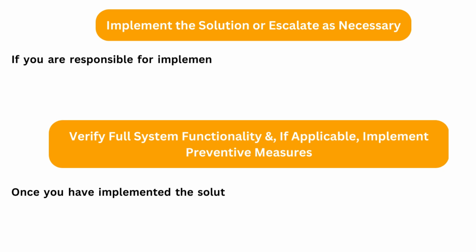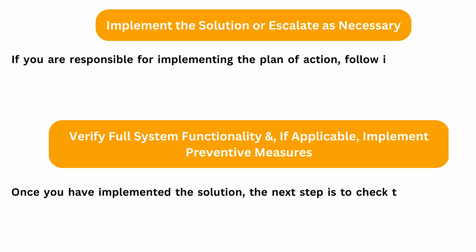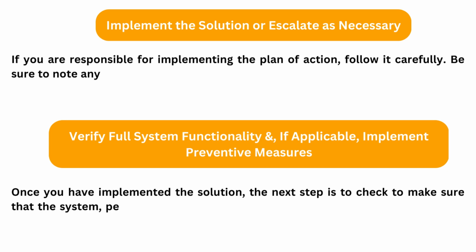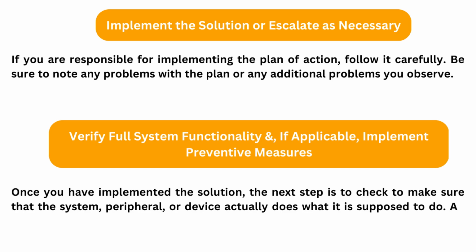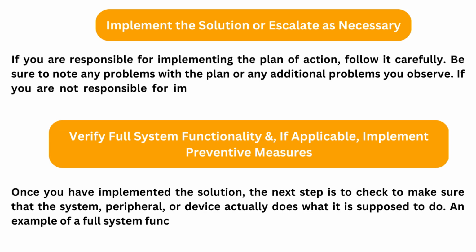If you are responsible for implementing the plan of action, follow it carefully. Be sure to note any problems with the plan or any additional problems you observe. If you are not responsible for implementing the plan of action, escalate it to the department that is responsible. Verify full system functionality and, if applicable, implement preventive measures.